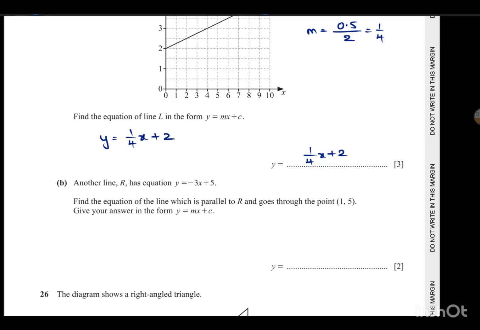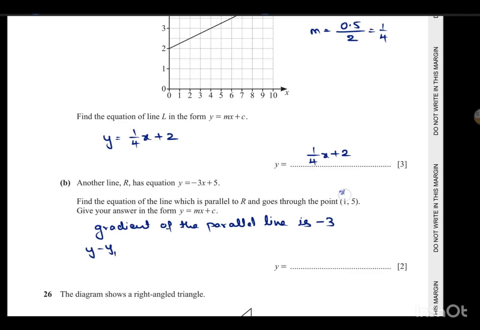The line which is parallel to any given line has the same m value, the same gradient. So the gradient of the parallel line is minus 3 and it is passing through 1 and 5. So use the rule y minus y1 is equal to m into x minus x1. Let us take this as x1, y1.